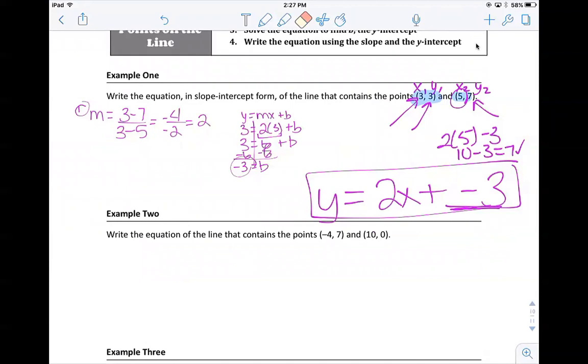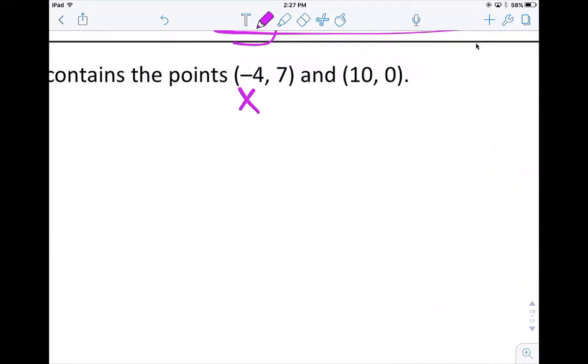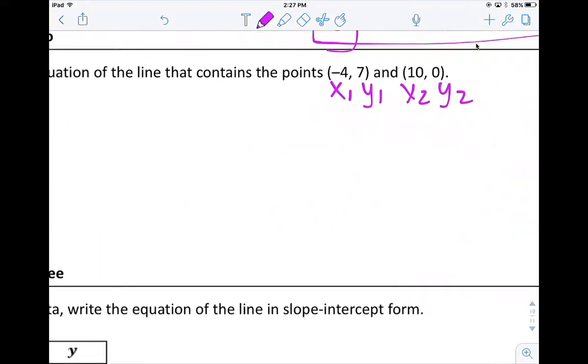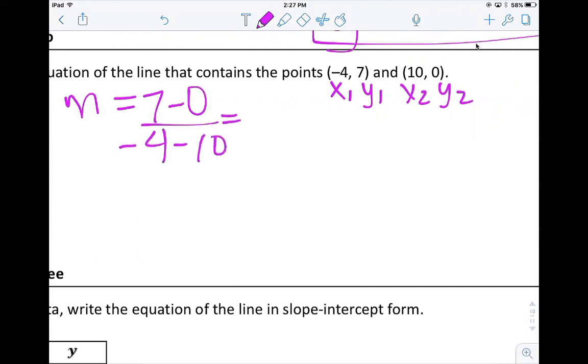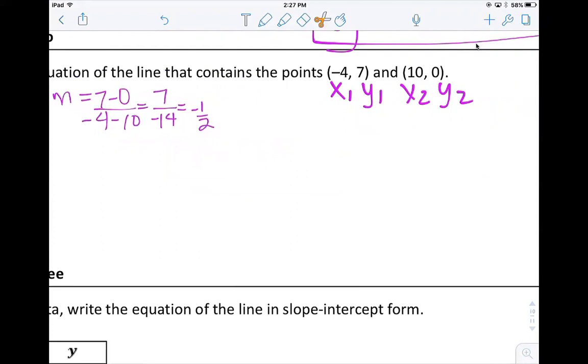Let's take a look at number 2. So again, we're going to start by finding our slope. So we know our x1, y1, x2, y2. So our slope says that we're going to take y1, which is 7 minus 0 over our x1, -4 minus 10. So that's going to give us 7 over -14, which will reduce to -1/2. And you are more than welcome to use your calculator if you want to do that to calculate your slope. So I know my slope is -1/2.